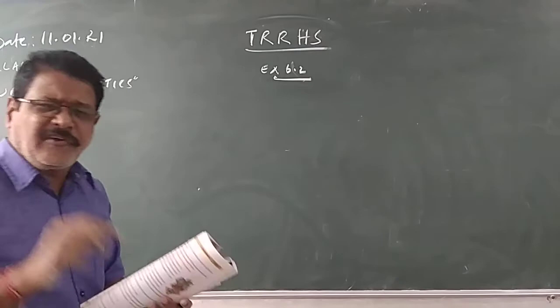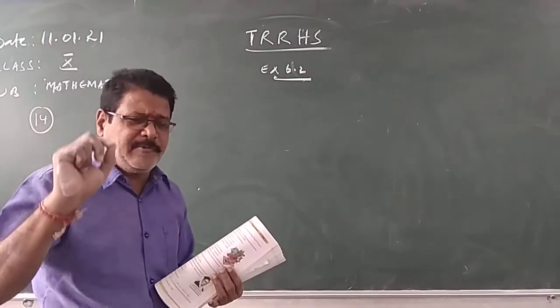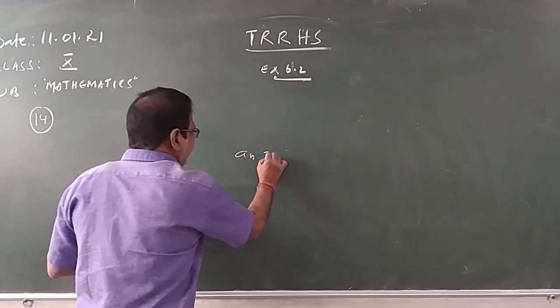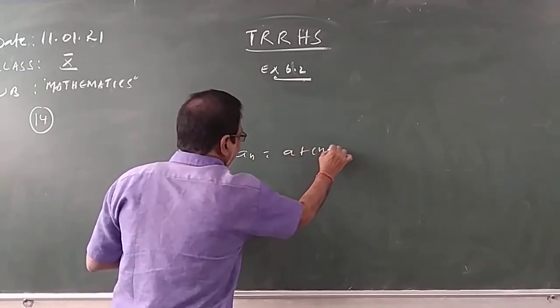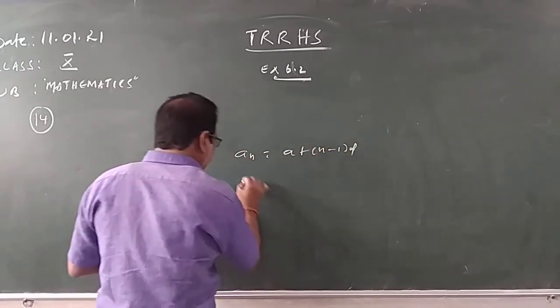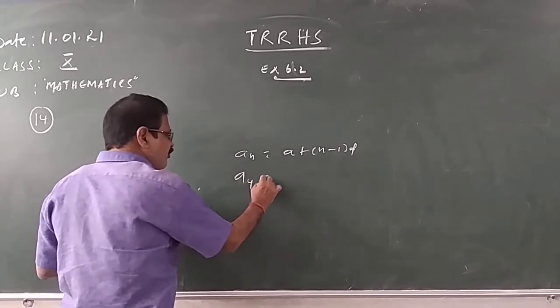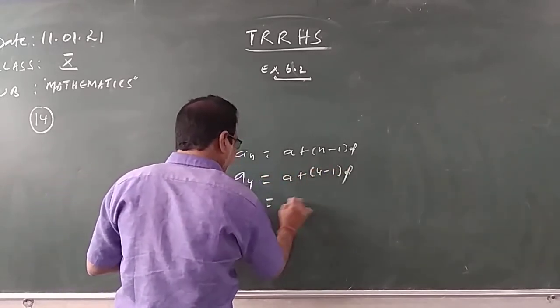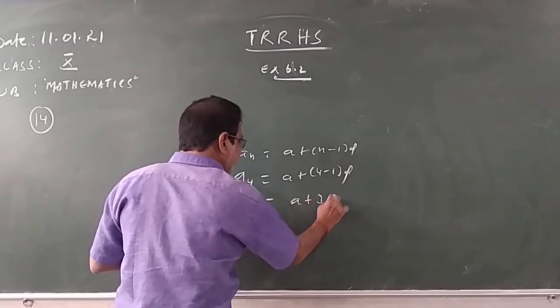You know what is the first term of AP? A. Second term is A plus D. Third term is A plus 2D. What is the nth term in AP? nth term a_n is equal to A plus (n minus 1) into D. We want the fourth term, put n is equal to 4. So what is the fourth term? 4 minus 1, directly we can write.